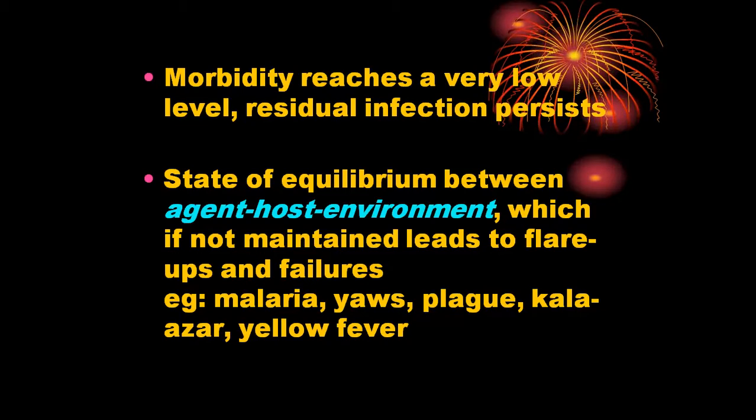State of equilibrium is maintained between the agent, host, and environment. And therefore, we have a state of equilibrium in many diseases, but they are not eradicated. Malaria, yaws, plague, kala azar, yellow fever, we have an equilibrium kind of thing, but they are not eradicated.